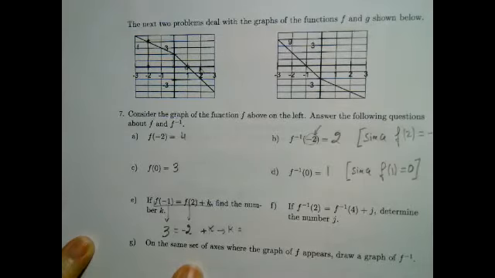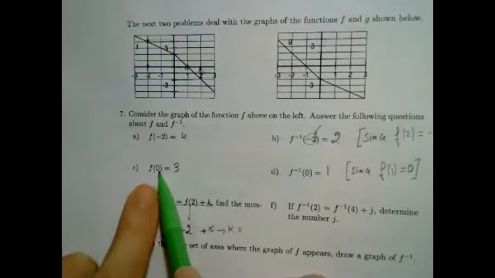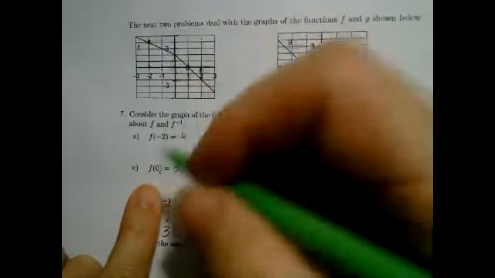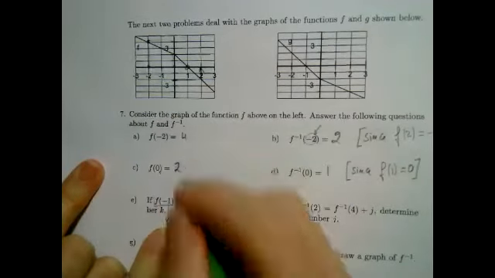This one, did I have it wrong? F of 0. Oh my goodness, thank you. Thanks a lot. My apology, thank you.